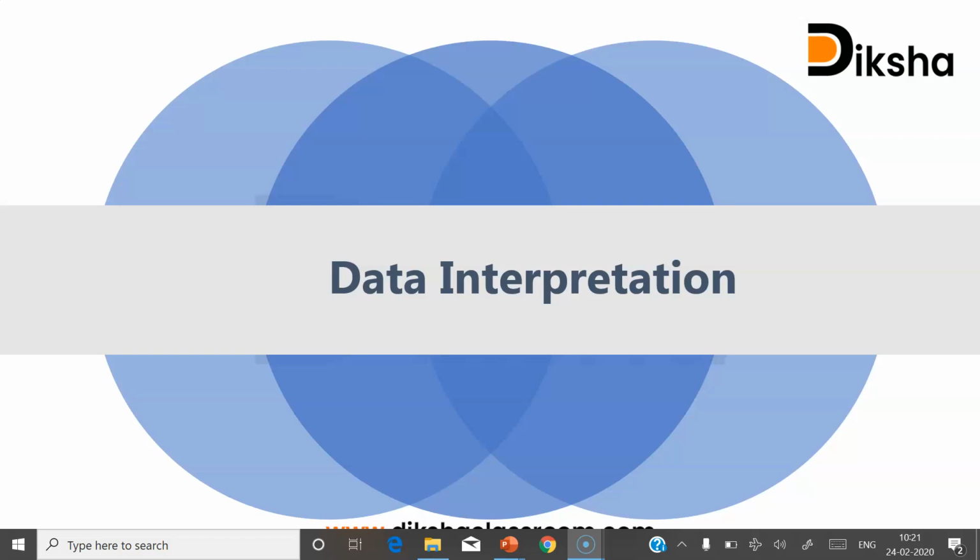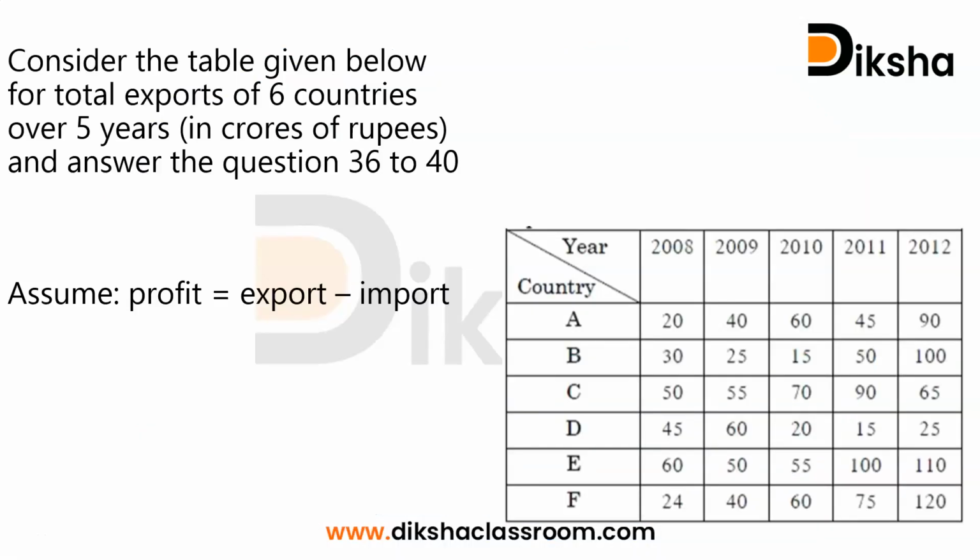So we are discussing questions from data interpretation. In data interpretation, a table is given and they have explained the table as, consider the table given below for total exports of 6 countries over 5 years. And we have to answer questions from 36 to 40.